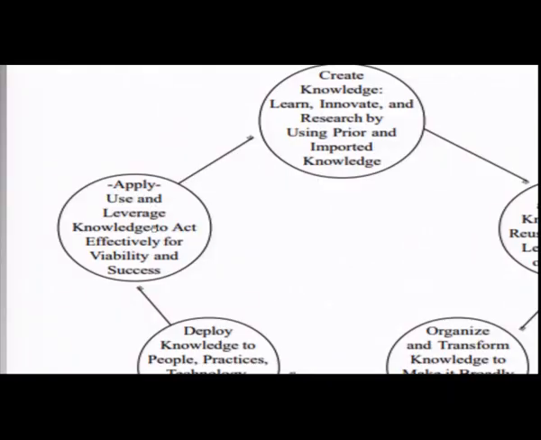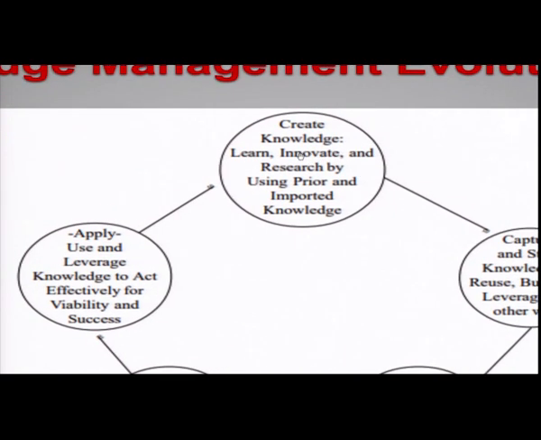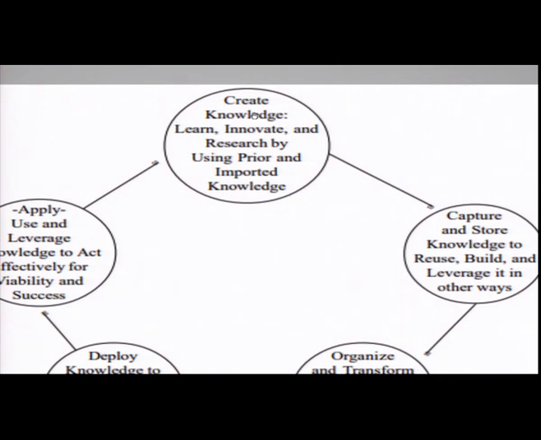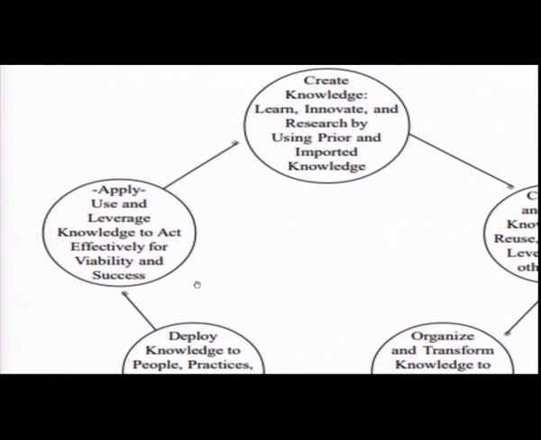So, when they are going to update, I have deployed and I have applied, used and leveraged the knowledge to act effectively for visibility, for viability and for success. But if you want to update, then again I will be getting new concepts, and then again I go into create knowledge. So, the cycle continues. So, my dear viewers, it is create knowledge, capture and store knowledge, organize and transform knowledge, deploy knowledge, apply, use and leverage knowledge. So, these are the 5 important factors that you are supposed to know in the knowledge management evolution cycle.